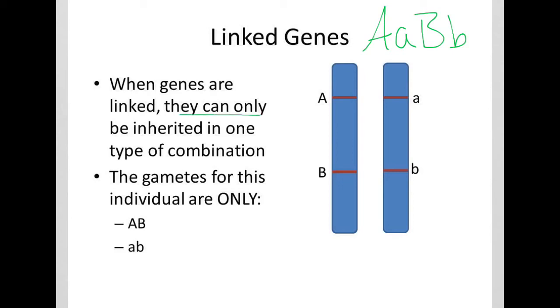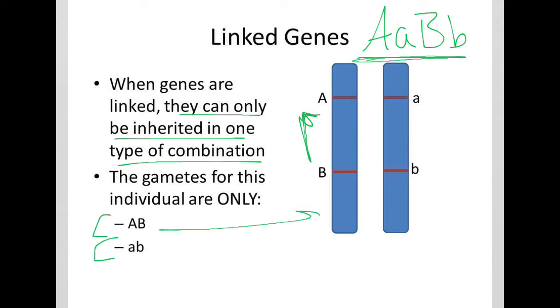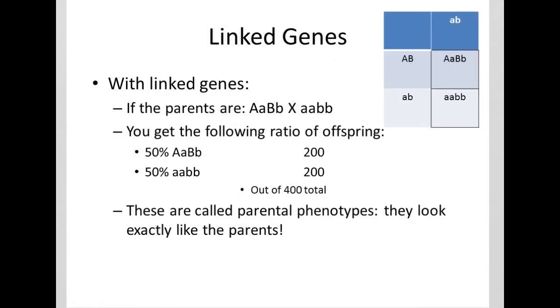So when the genes are linked, they can only be inherited in one type of combination. So even though this is their genotype, we can no longer do foiling because there is no independent assortment. They literally assort together. So we can only get capital A, capital B, and lowercase a, lowercase b, because those are the 2 chromosomes that will separate during meiosis. Therefore, with only those 2 options for gametes, we can again do a test cross, and this is our Punnett square because we only have 2 gametes this time.